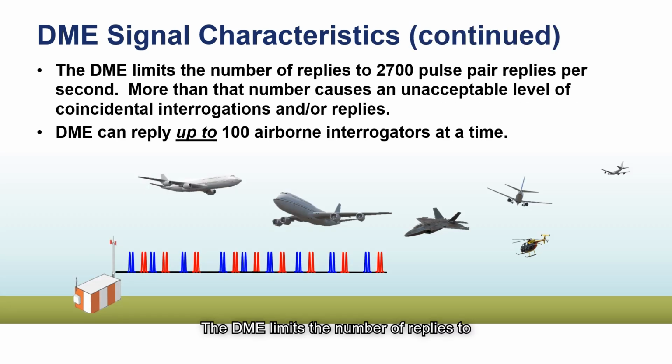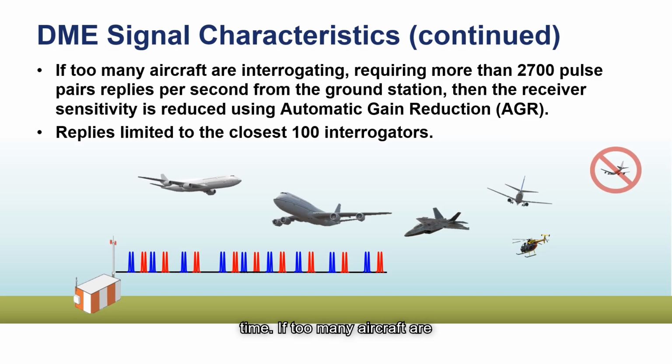The DME limits the number of replies to 2,700 pulse pair replies per second. More than that number causes an unacceptable level of coincidental interrogations and/or replies. So the DME can really only reply up to 100 airborne interrogators at a time. If too many aircraft are interrogating, requiring more than the 2,700 pulse pair replies per second from the ground station, then the receiver sensitivity will be reduced using an automatic gain reduction or AGR function. Replies will then be limited to the closest 100 interrogators.